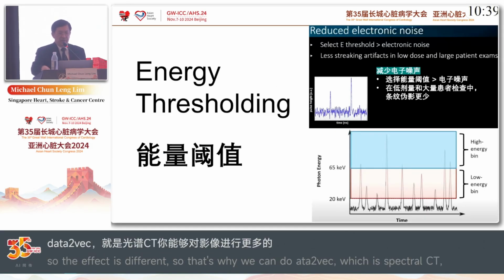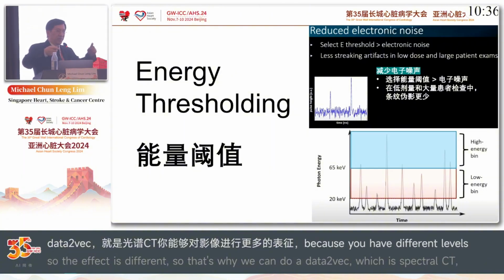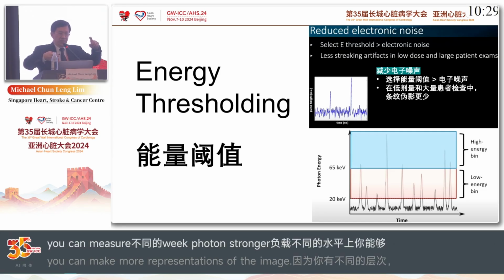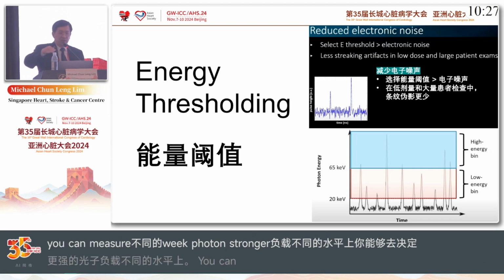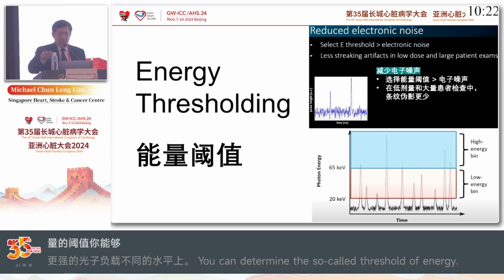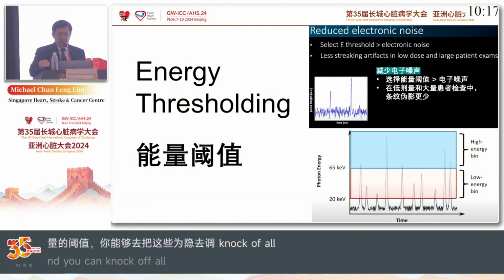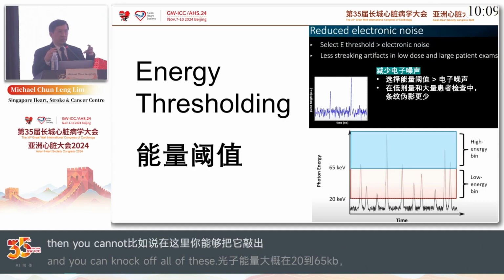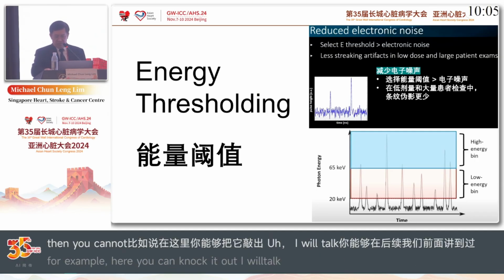Now, because you can measure the weaker photons, stronger photons, etc., by adjusting your energy threshold you can cut off what we call streaking artifacts, which you see in some of the CTs. So you can say, I want to knock off all photon energies at maybe 20 to 65 keV. Later on, I will talk about the different convolution algorithms and kernels, which you can adjust to make all these adjustments.